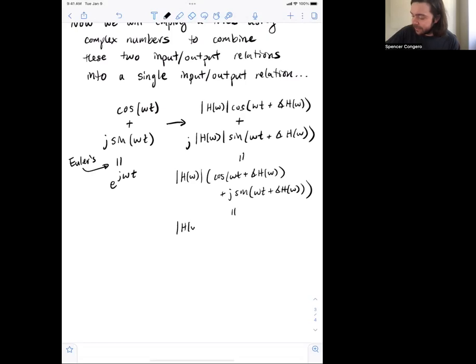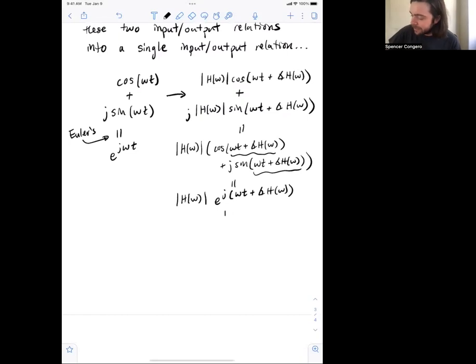So this is the magnitude of h of omega. And now I have cosine of some x plus j sine of x. So I know by Euler's formula, it's just e to the jx, and x in this case is omega t plus the angle of h of omega. So I'm taking that entire expression inside of the cosine and sine and choosing that as my x in Euler's formula. e to the jx is cosine of x plus j sine of x.